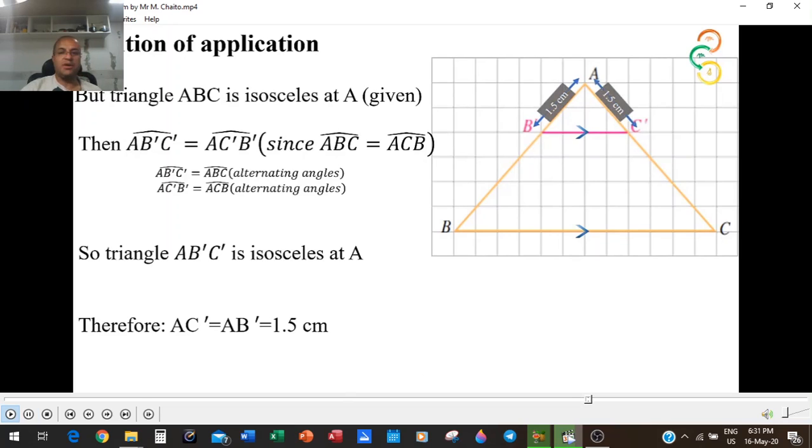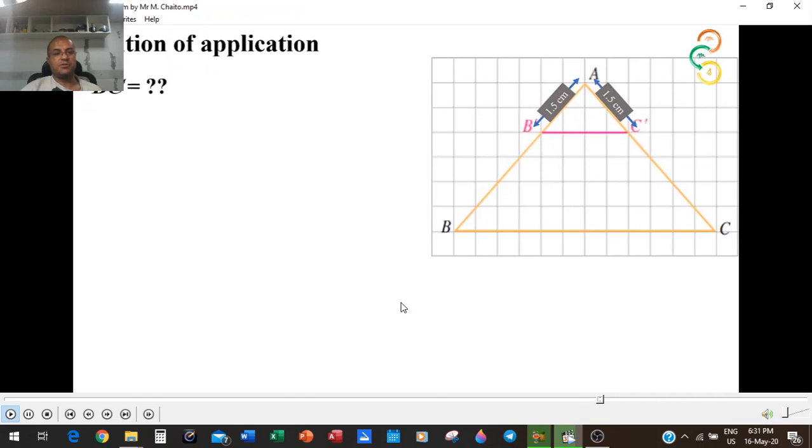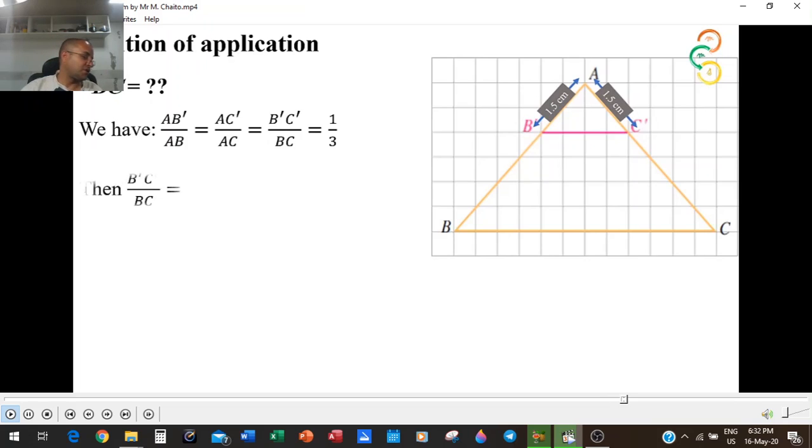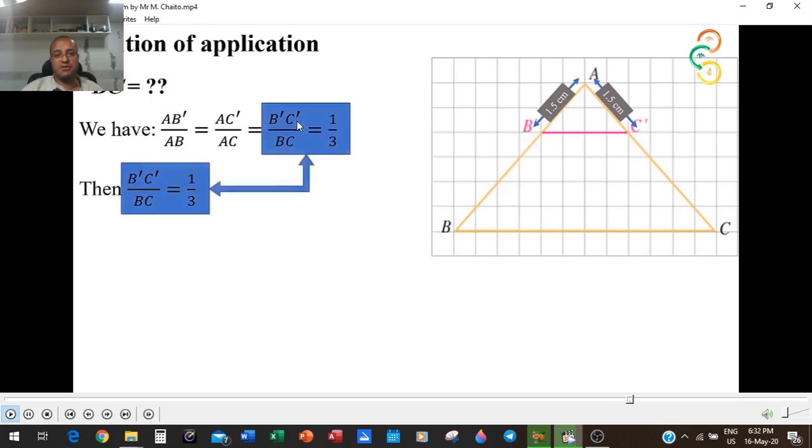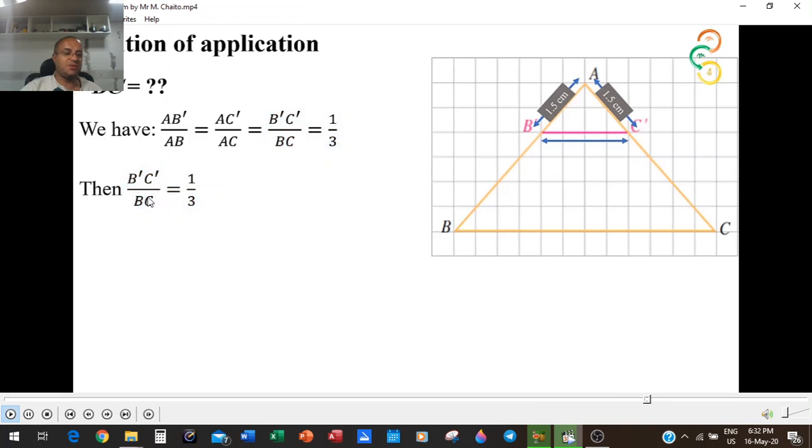Now it's required to calculate BC. Think about it. BC equals how much? How to calculate BC? We go back to Thales theorem. We have B prime C prime, so we can calculate BC, which is B prime C prime over BC equals 1 over 3. By cross multiplication, and substituting B prime C prime by 2, we get that BC is equal to 6 centimeters.